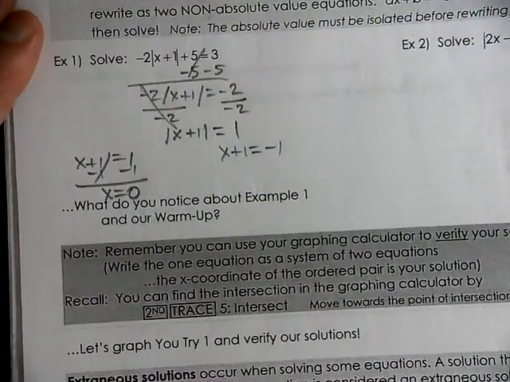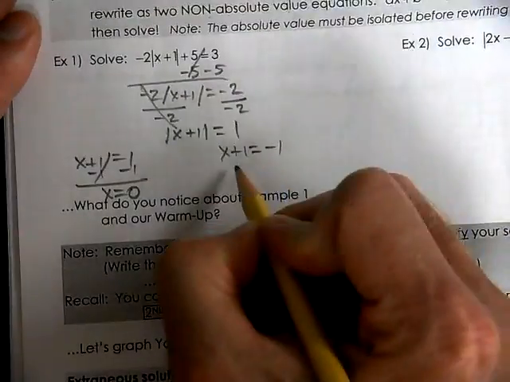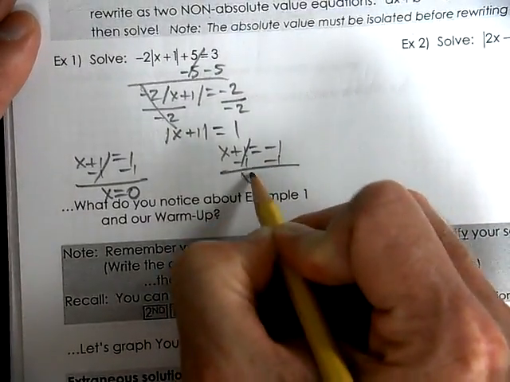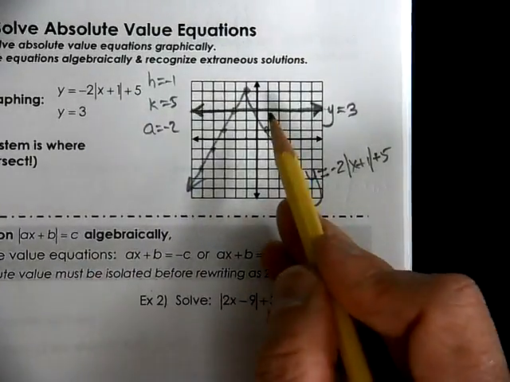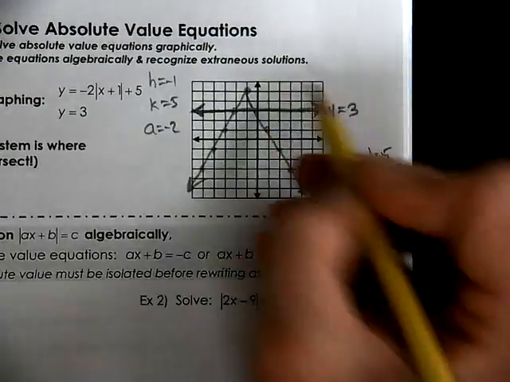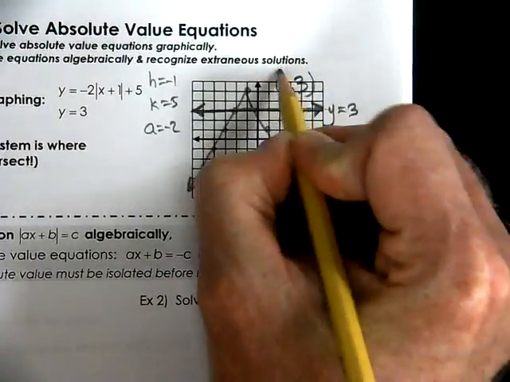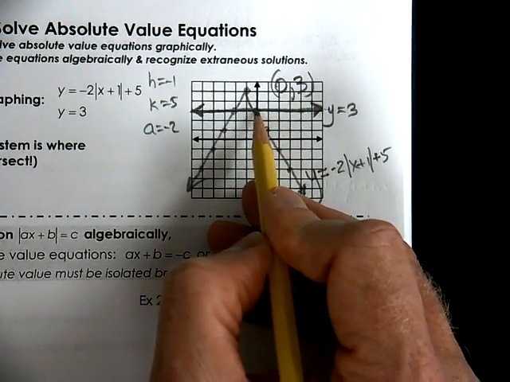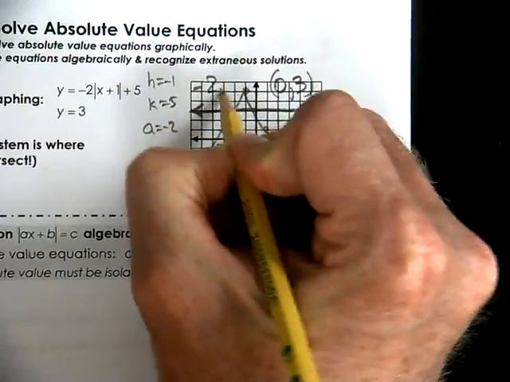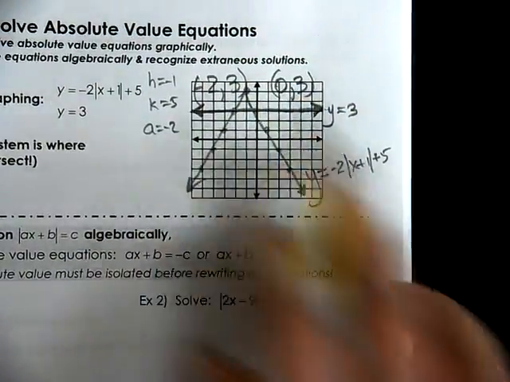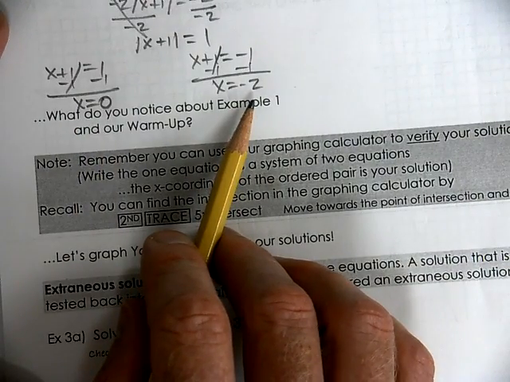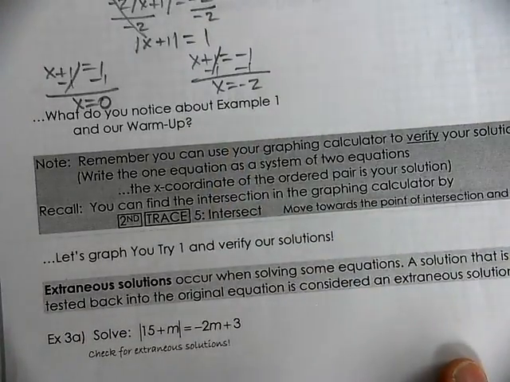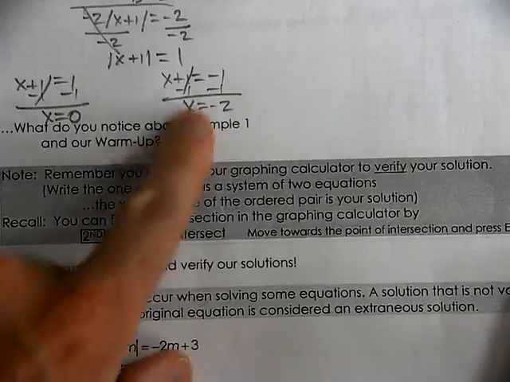So when x is 0, we should get an answer, minus 1, minus 1. And when x is negative 2, we should get an answer. Remember, when we graphed the same equation up here, we got an x value of 0. 0, comma 3 was one solution, and negative 2, comma 3 was the other solution. So here we got 0 and negative 2. Okay, so we got two answers.